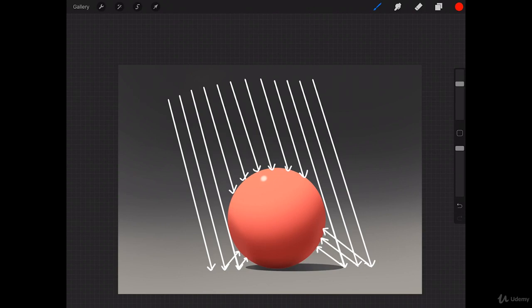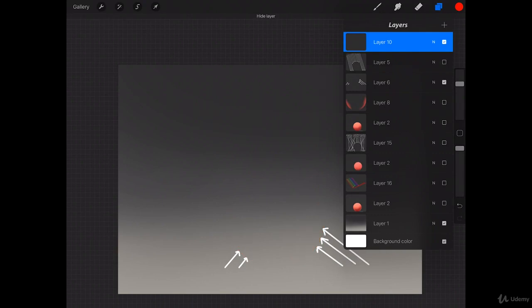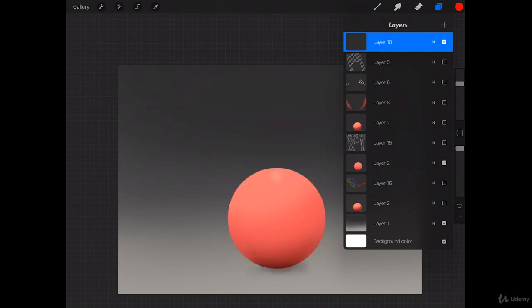Now, what happens if those photons are going through a more diffused light source? So let's turn this off really quick, and turn this off, and we'll bring this on.